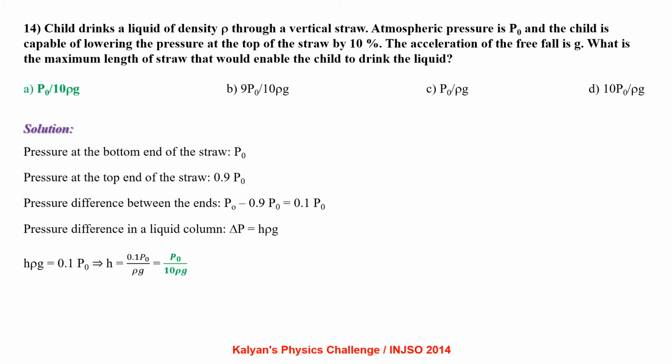Pressure at the bottom end of the straw is P0. Pressure at the top end of the straw is 0.9 P0. So the pressure difference between the ends is P0 minus 0.9 P0, that is 0.1 P0. Pressure difference in the liquid column ΔP equals rho g h, from which we get h equal to P0 by 10 rho g.